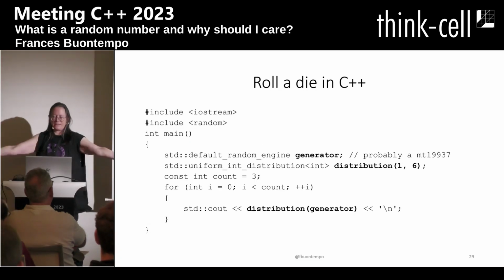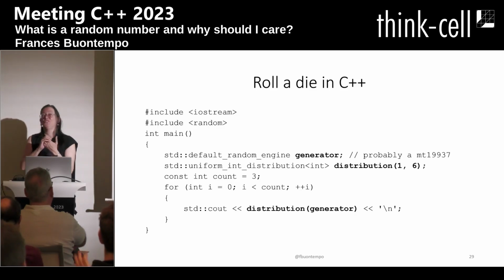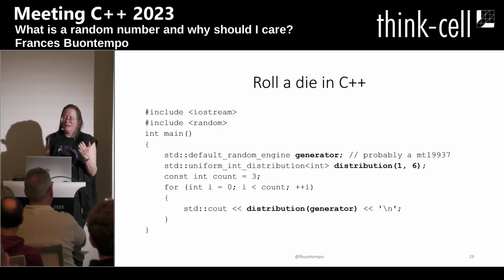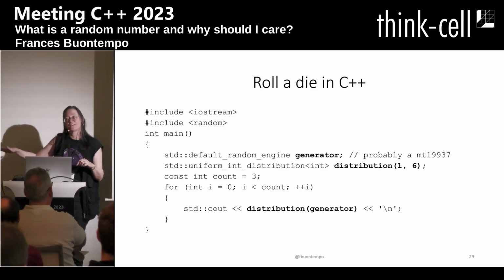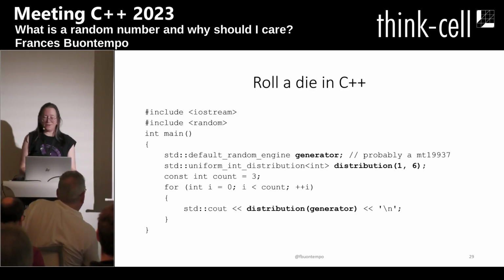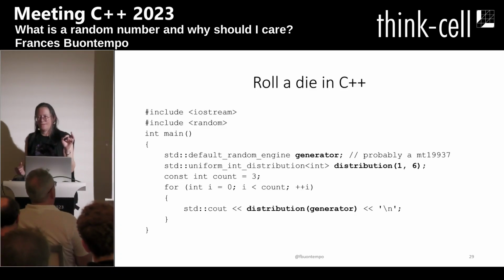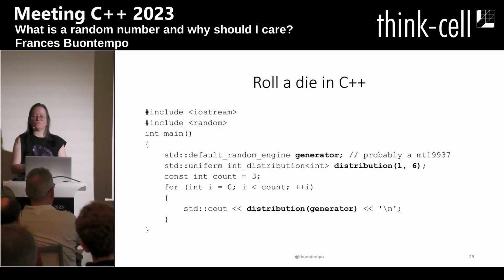So let's roll a die in C++. Anyone use the C++ random library that was introduced years ago? So, #include <random>. You can ask for a default random engine that's probably the Mersenne twister that we touched on briefly. And we can ask for a uniform int distribution using numbers between 1 and 6 inclusive. There's a uniform real distribution that is half open, but that's because doubles are quite tricky.